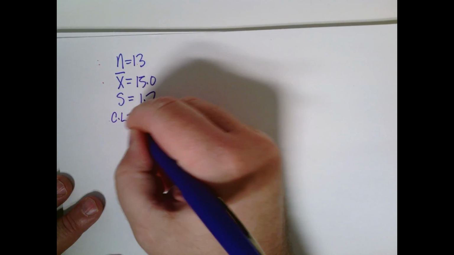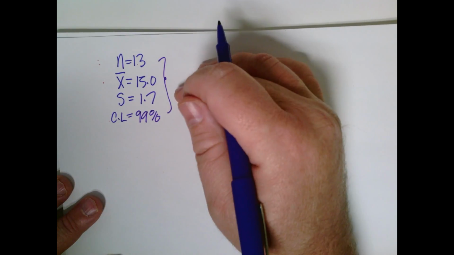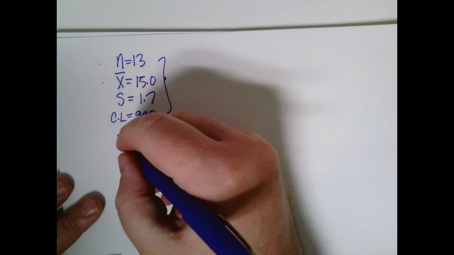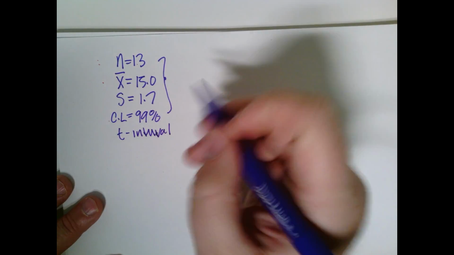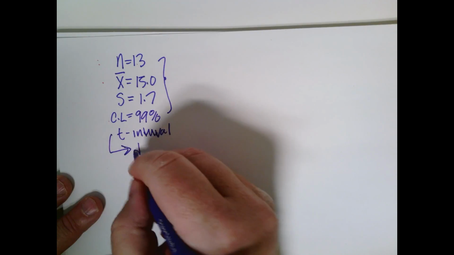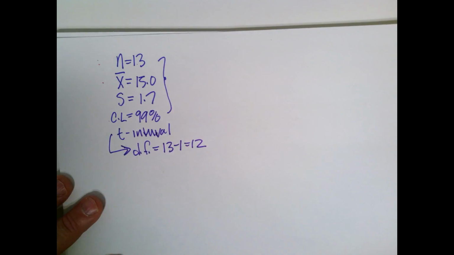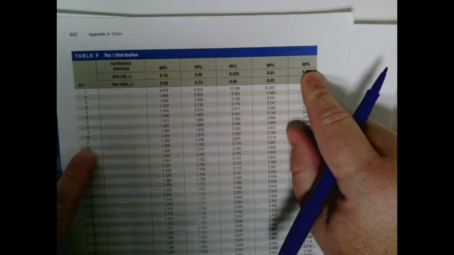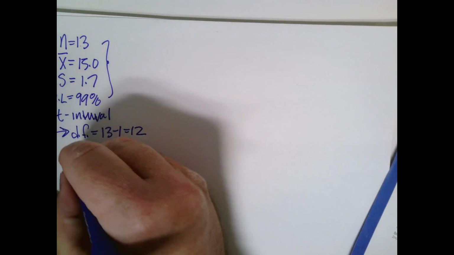And they give us a confidence level of 99%. So in our decision making, do I know what the standard deviation of the population, sigma, is? The answer is no, so this is going to be a t interval. That means I need one more piece of information, and that's the degrees of freedom, which is n minus 1, or 12. With that I can look up my t value. I go to 99%, I go down to 12, and I go over and I get 3.055.